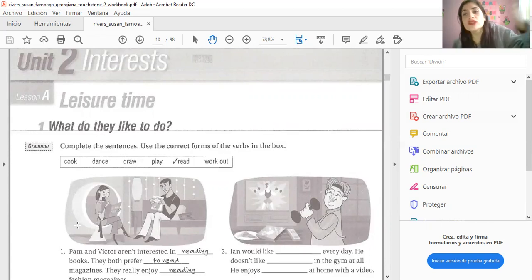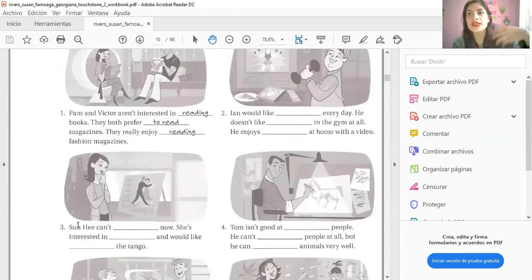And also they're going to have the opportunity to talk first about hobbies they like, an oral practice between their friends, but using these gerunds and infinitives. Okay, for example, here we have a clear example. Pam and Victor are interested in reading. They both prefer to read, so they have to use this kind of strategies. Here we have a lot of exercises to put into practice, and then they can say it orally. They can produce the language orally by using the proposed topic.